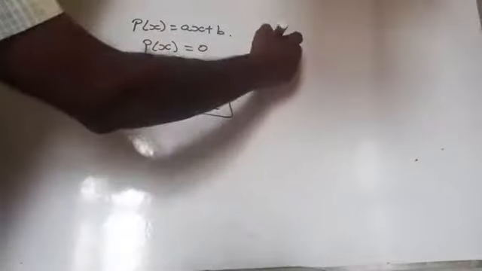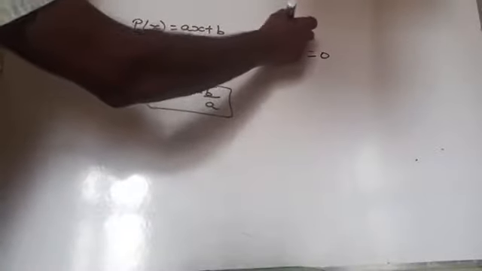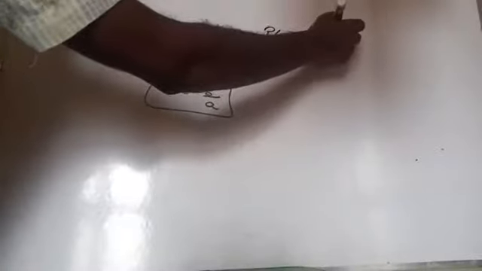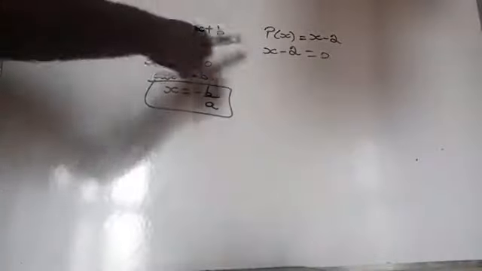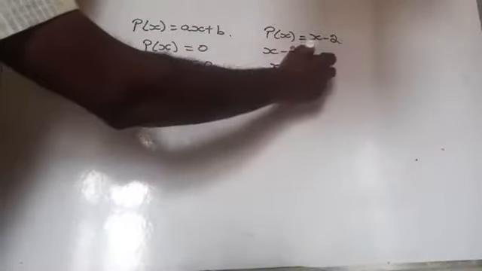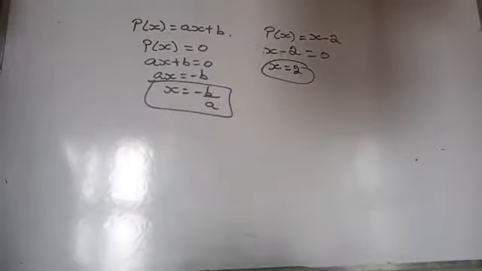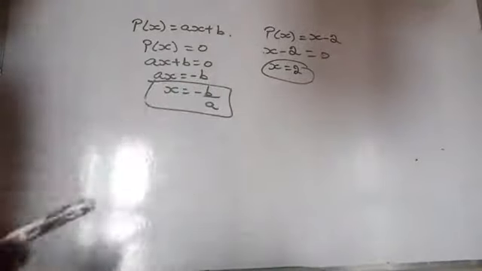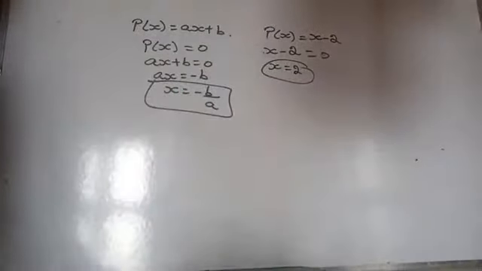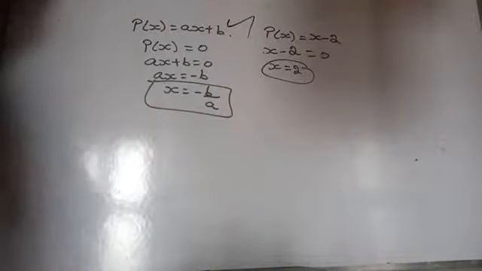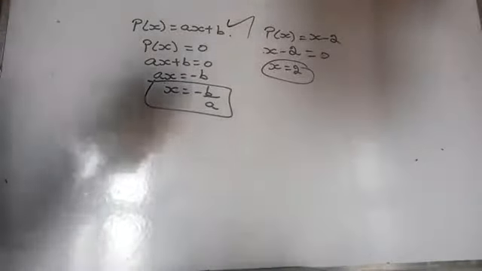See, if I ask you to find the zero of p of x is x minus 2, what will it be? X minus 2 equal to 0. For what value of x will the given equation be satisfied? For only 2, that is x is equal to 2. 2 minus 2 is 0. It will not be satisfied by any value other than x is equal to 2. That's why there is only one zero for the linear polynomial. Are you getting it? Yes.